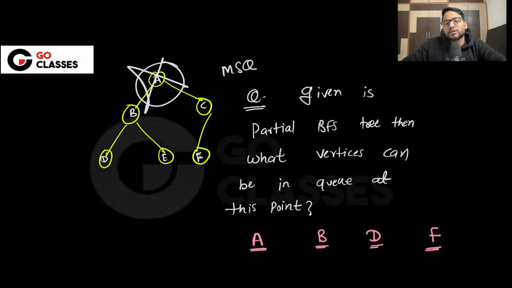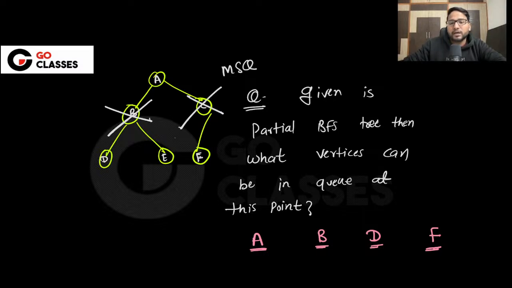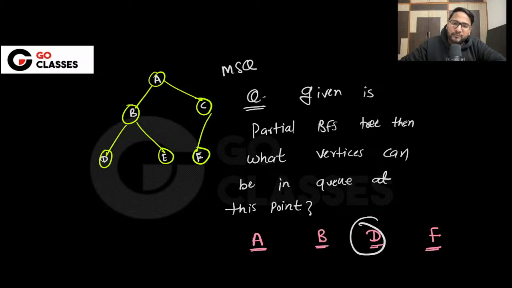You have explored this A, which means it must have been popped out, and then B must have been popped out, and then C must have been popped out also. So A, B, C can never be in the queue. Can D? Maybe. Can F? Maybe. So D and F are the answers here. If E were also an option, then E would have been an answer too, but currently E is not an option. So as per this question, D and F are the answers.